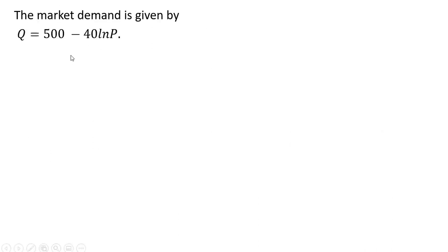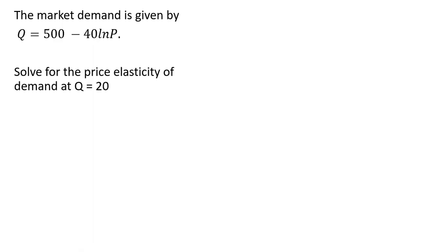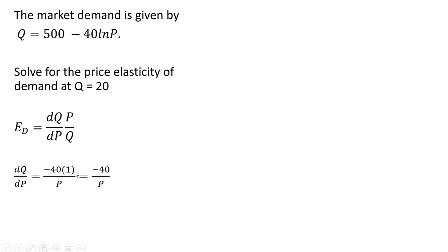Another example. Here's the demand equation, 500 minus 40 times the natural log of p. Solve for the price elasticity of demand at q equals 20. So the derivative of the demand equation with respect to price, it's following our rule before. The p comes down into the denominator. The derivative of p is 1, and the minus 40 is out in front, so we get minus 40 divided by p. Multiplying that by price over quantity, where the quantity is 20 this time. The p's cancel, and you're left with minus 2.